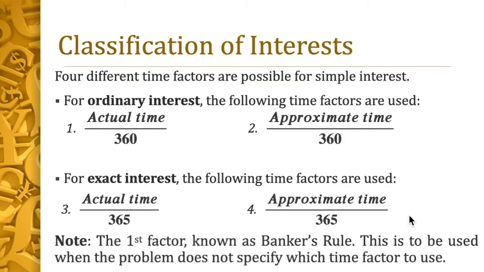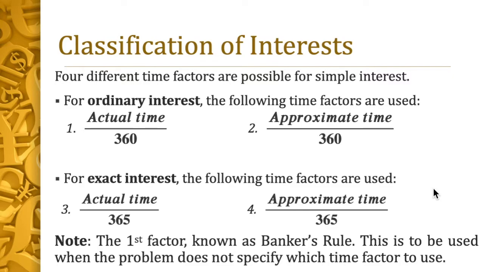And I have noted that the first factor, actual time over ordinary interest, or 360 days, is known as the banker's rule, which is used when the problem does not specify what time factor to use. It is also the common commercial practice, and that is the most favorable of all the time factors, since ordinary interest is greater than exact interest, we have shown that in the previous video, and the actual time is greater than approximate time. So that will yield us the most interest.